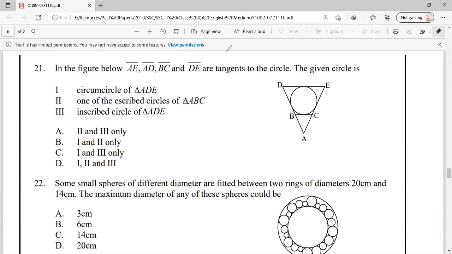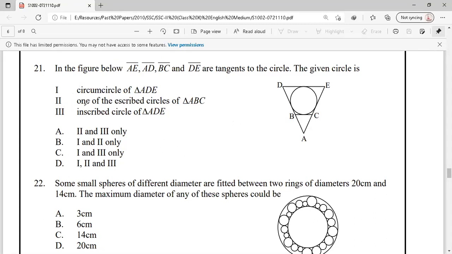Then we have question number 21. In the given figure, AB, AE, AD, and BC and DE are the tangents to the circle. So we have 1, 2, 3, and 4 tangents in the given circle. Then the given circle is the circumcircle of triangle ADE. Triangle AD is the larger triangle, and circumcircle is the circle that is outside the triangle.